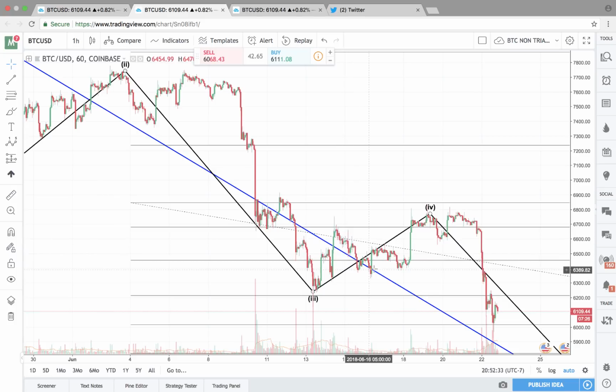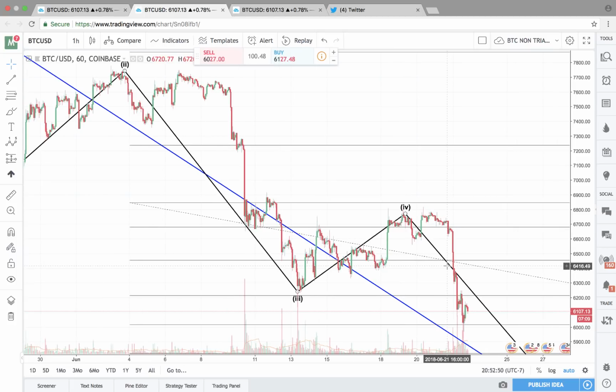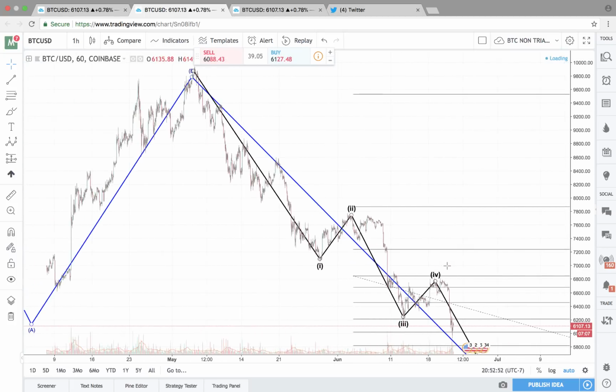But as soon as we came crashing down below that point again, and we saw what we did today, we had to throw out that count. I had to admit that, yes, it was wrong. There was no way that we could dip that much below that 6.2k level. So at that point, we had to throw the count out. And that brings us to where we are today with the current count.